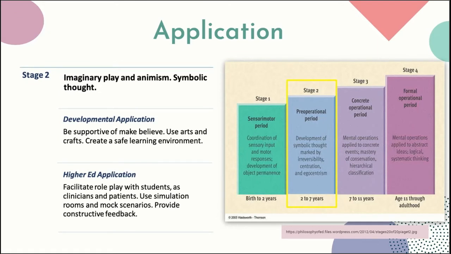Stage 2. The child develops symbolic thought or imaginary play. They're a superhero. Everything around them is alive. Developmentally, they need a safe place to let their imagination run. In higher education, this would be where we use role play as a learning tool within a simulated environment, a safe space where we allow them to make mistakes and learn from them.